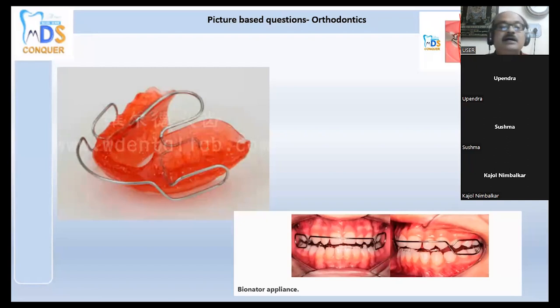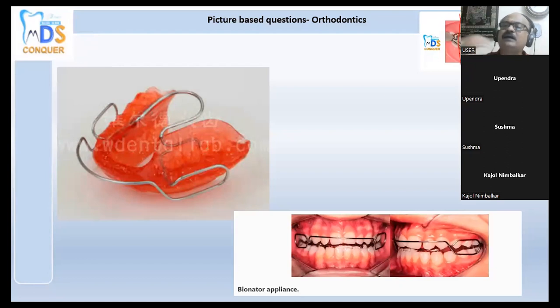Timing. The activator is the simplest appliance. Whenever the pubertal growth phase starts, in the late mixed dentition, as soon as you notice that a class 2 skeletal condition is going to appear in the patient, that means the primary teeth are still remaining, then you give a simple activator, because at that phase the patient is in the accelerating phase of growth, before reaching the peak height velocity.